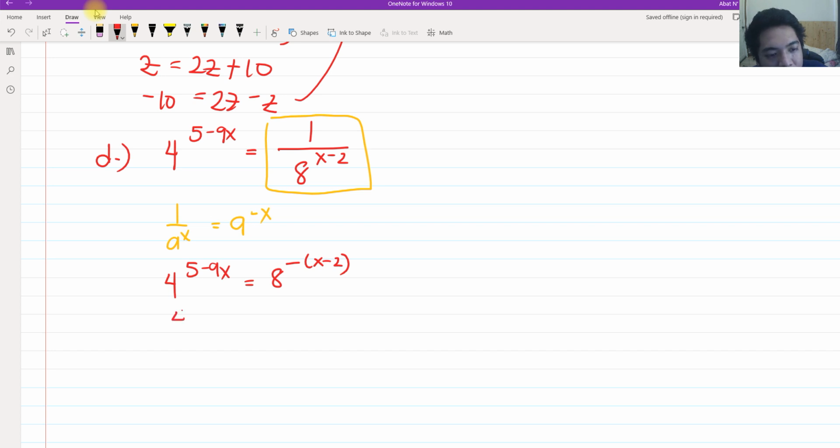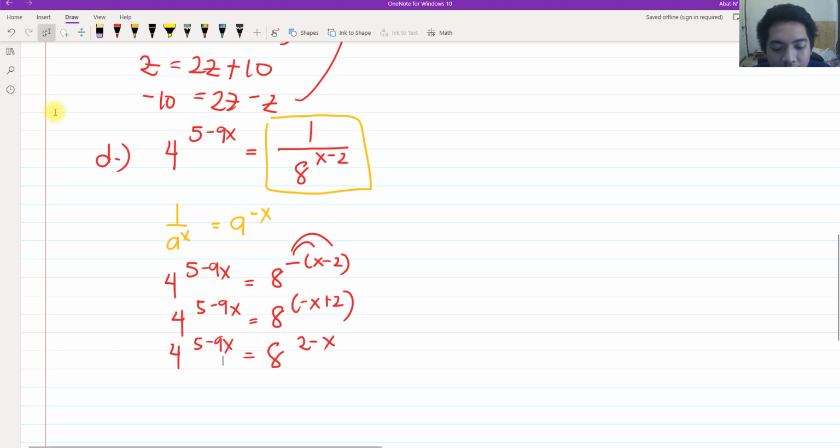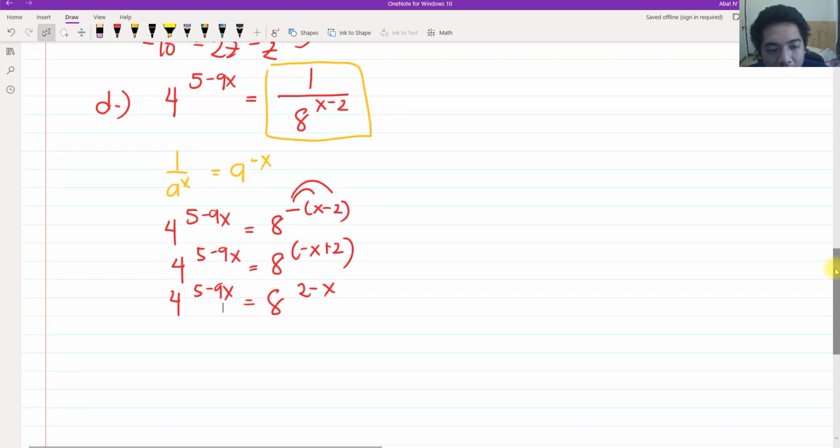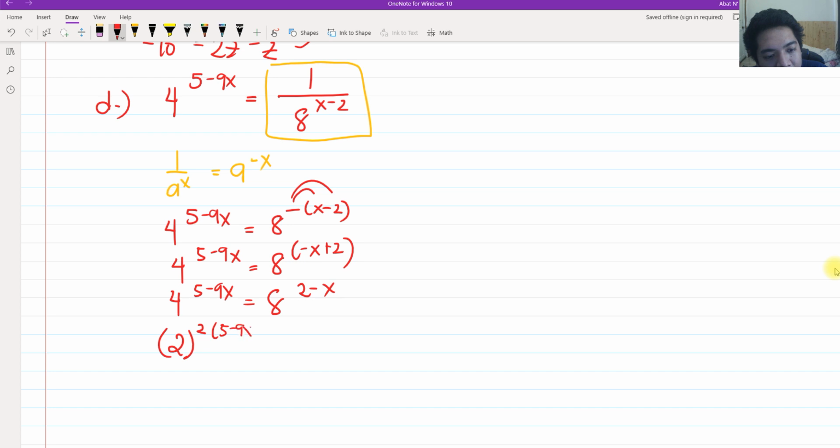Okay? So first, I have to distribute this negative sign. So we have 8 raised to negative x plus 2, or that would be 8 raised to 2 minus x, and 4 raised to 5 minus 9x. So what we are going to do is make them the same base. And 8 is a power of 2, and 4 is a power of 2. So I can rewrite this as 2 raised to 2, 5 minus 9x.